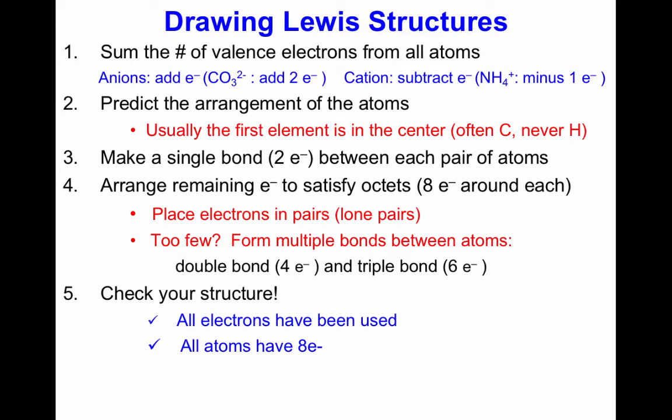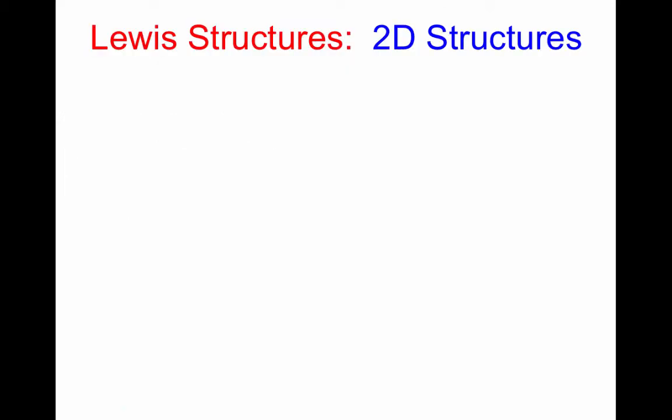Once you have your structure done, you have to go back and check: are all of the electrons used, and have all of the atoms had 8 valence electrons around them to complete their octet rule, with the exception, of course, of hydrogen, which only needs 2 electrons. All right, so let's do some Lewis dot structures, and I'm going to use the greenhouse gases as examples.